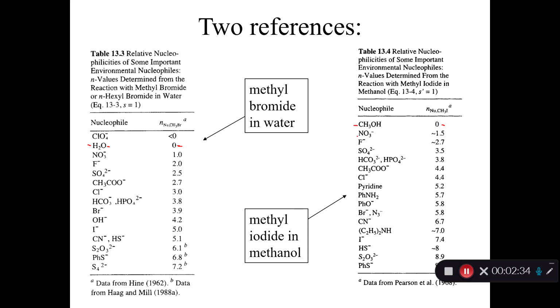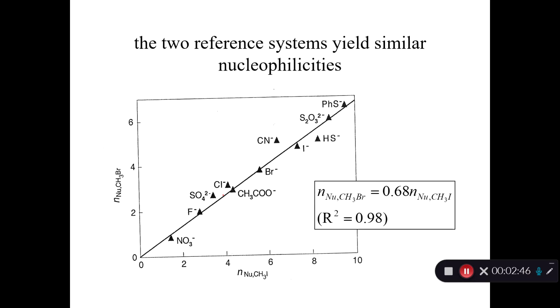But you notice that the order is the same. So there's a lot of similarity between these two sets of nucleophilicity values, the N values, and in fact we can plot them. Here's using the methyl bromide, and here's using methyl iodide as your reference, and you can see that the correlation is quite strong. The R squared is 0.98. There's a little bit of a difference in the slope. Slope's not 1, it's 0.68. But nevertheless, it doesn't really matter which of these two reference systems you use. You get the same ordering in terms of the strength of the nucleophiles.